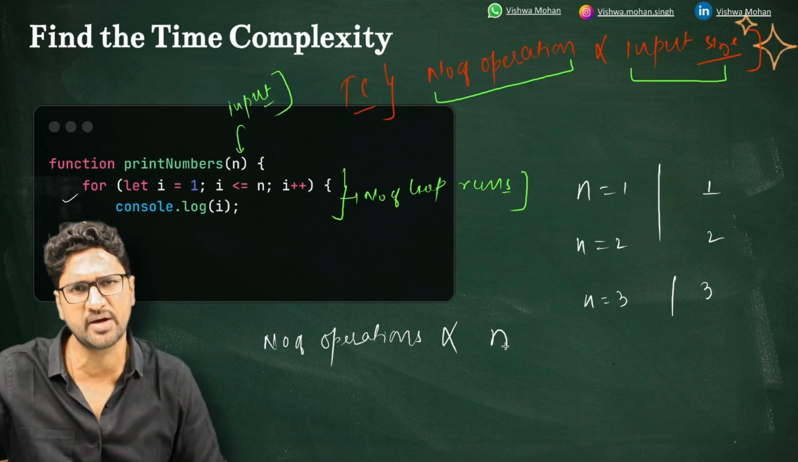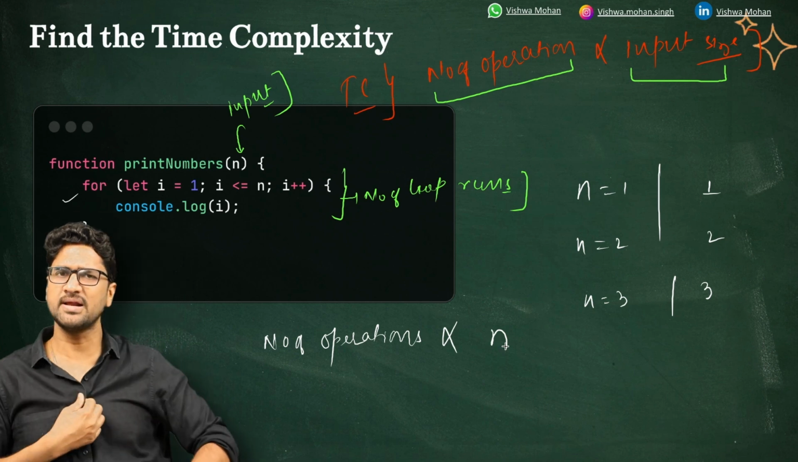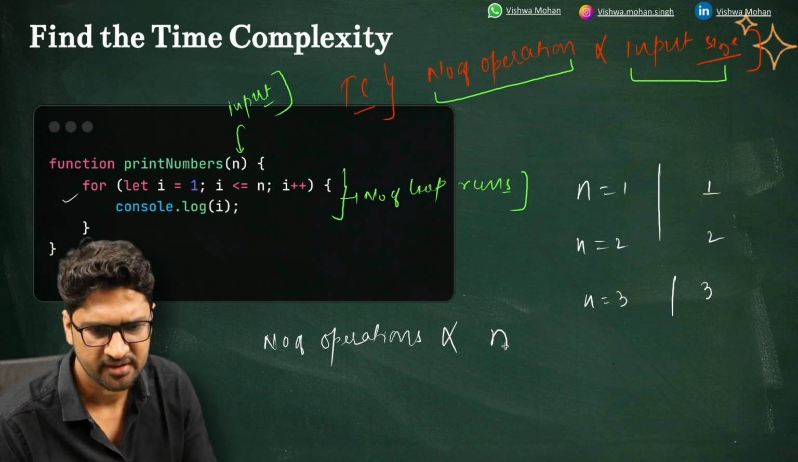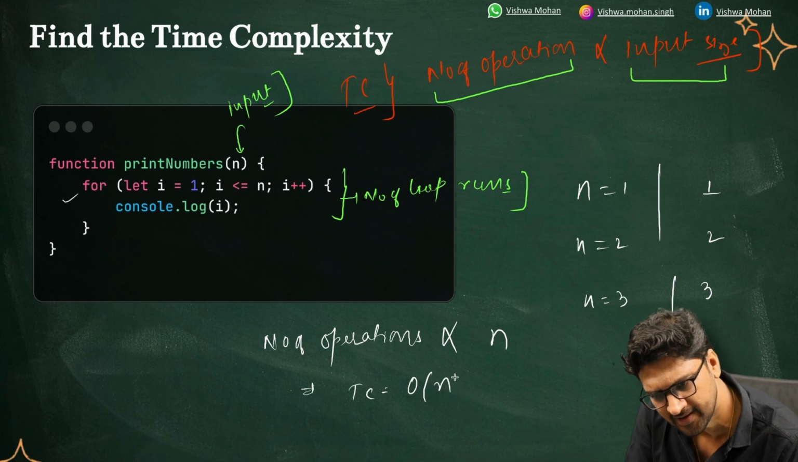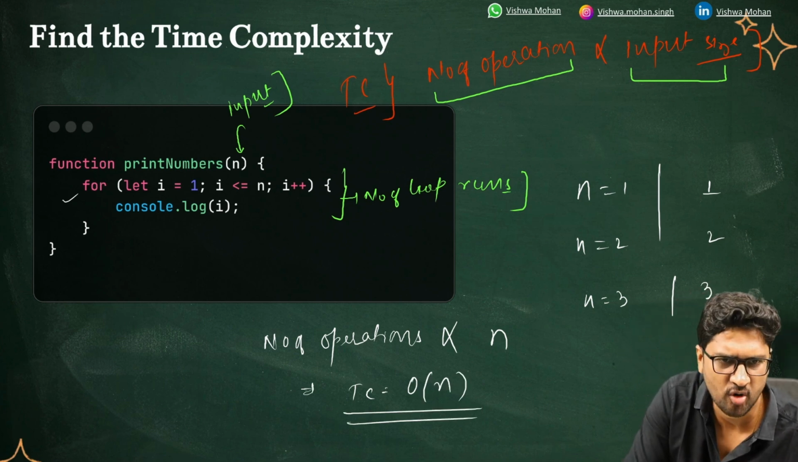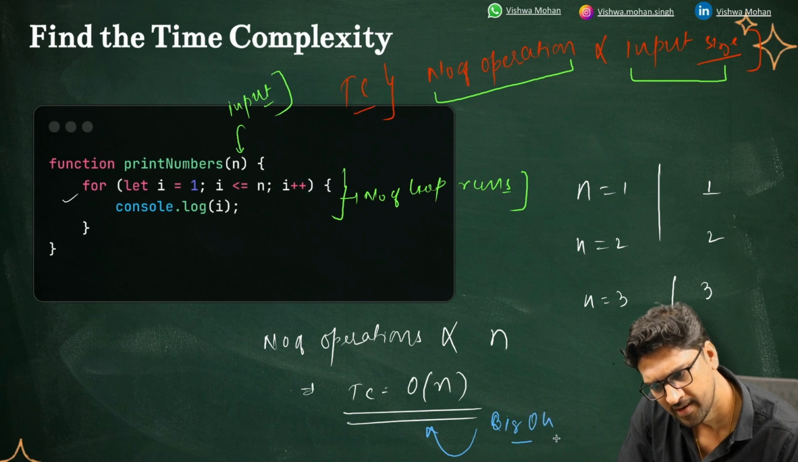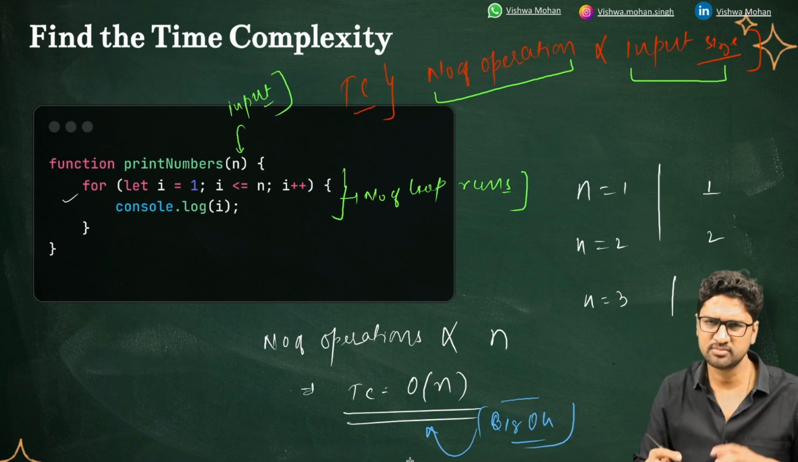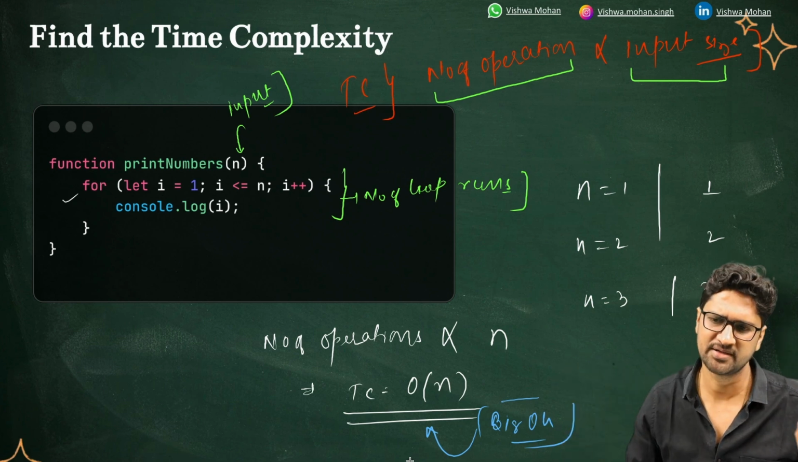So my number of operations, if you see here, is proportional to n, which is the input size. N is 1, number of operations is 1. N is 10, number of operations is 10. N is 1 million, the number of operations is 1 million. So here my time complexity will be what? Order of n. This is also called big O of n. Now what is big O? We'll talk about it a little later, but as of now, this is how you find the time complexity. Let's see a few more examples.